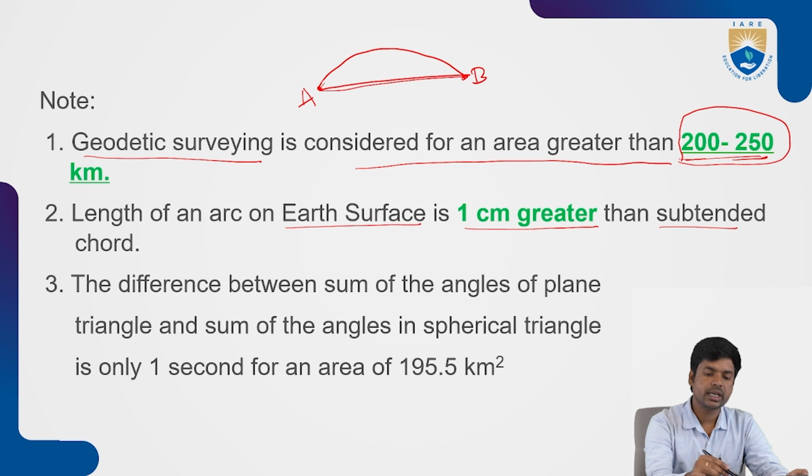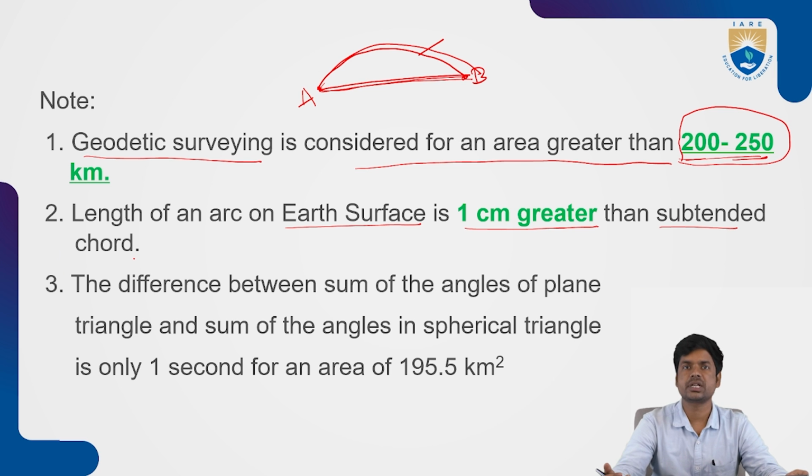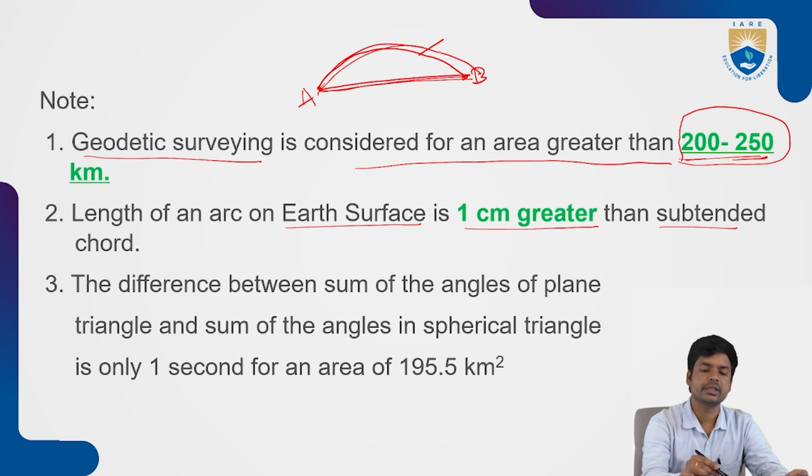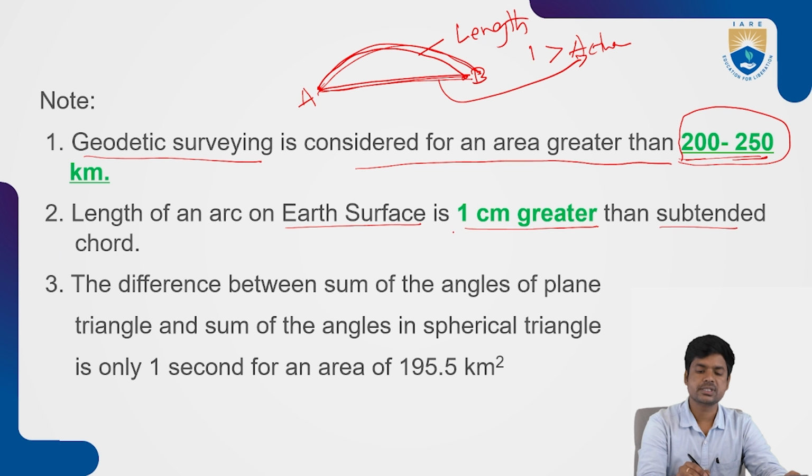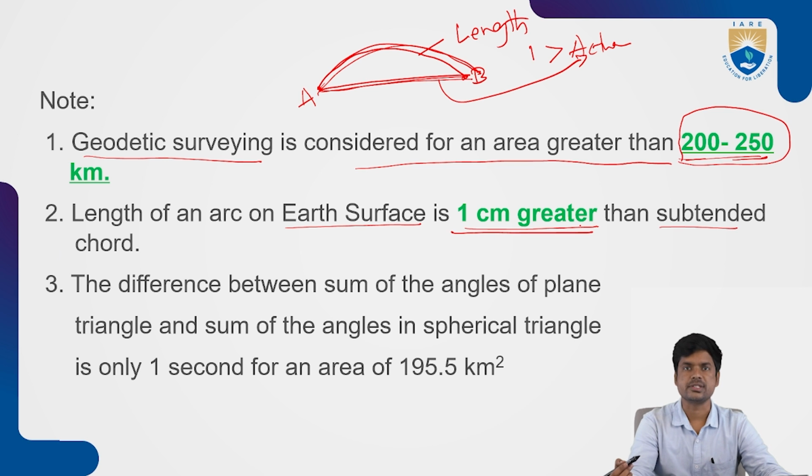Suppose you measure the length of this arc, and you measure the length of this chord. The arc is 1 centimeter greater than the subtended chord. So if you consider the curvature of the Earth and you have drawn one arc here, and you measure this arc length, it will be 1 centimeter greater than the actual length of the chord. That is the difference. Just remember this point for comparative examinations.